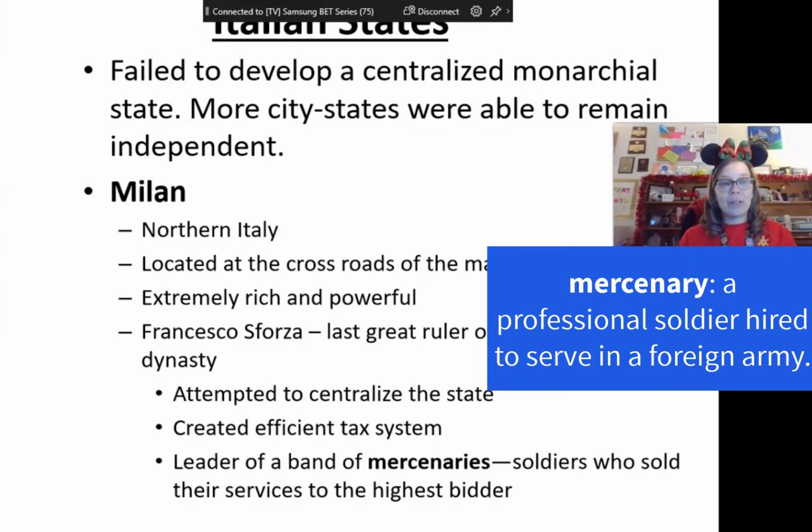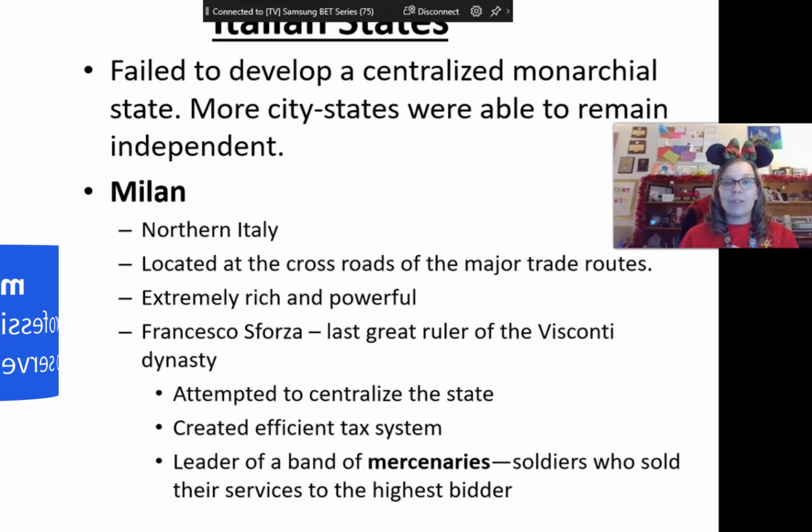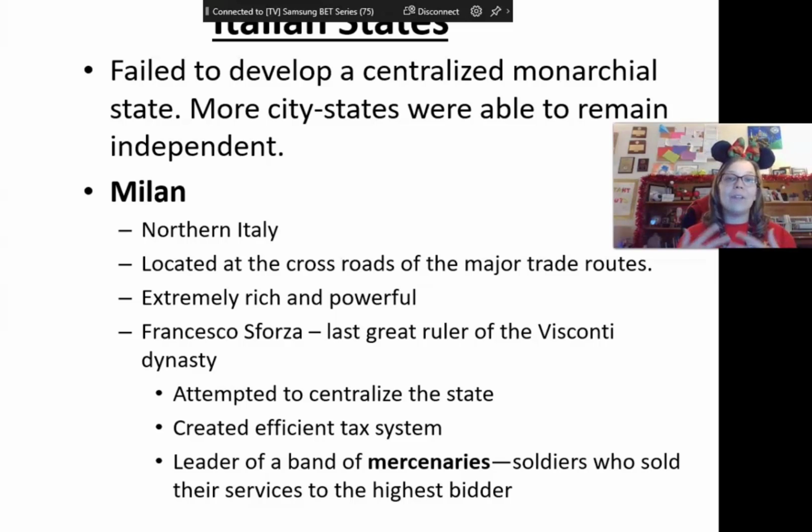So if you remember, we talked a little bit about mercenaries in the Roman Empire, and we've talked a little bit about them here and there, but mercenaries are soldiers who are paid, and they give their service and their loyalty to the highest bidder, so to speak. So they work for money, and so whoever pays them the most is who gets them as a soldier. So he was a leader of this band of mercenaries.